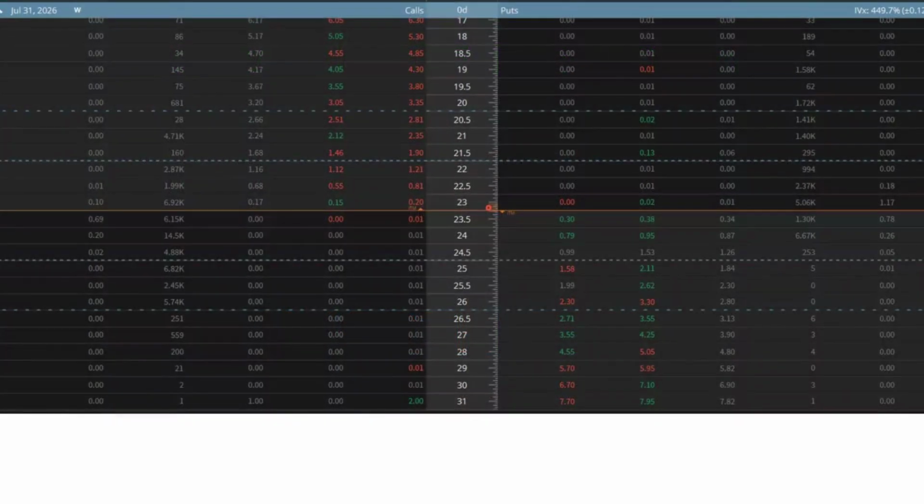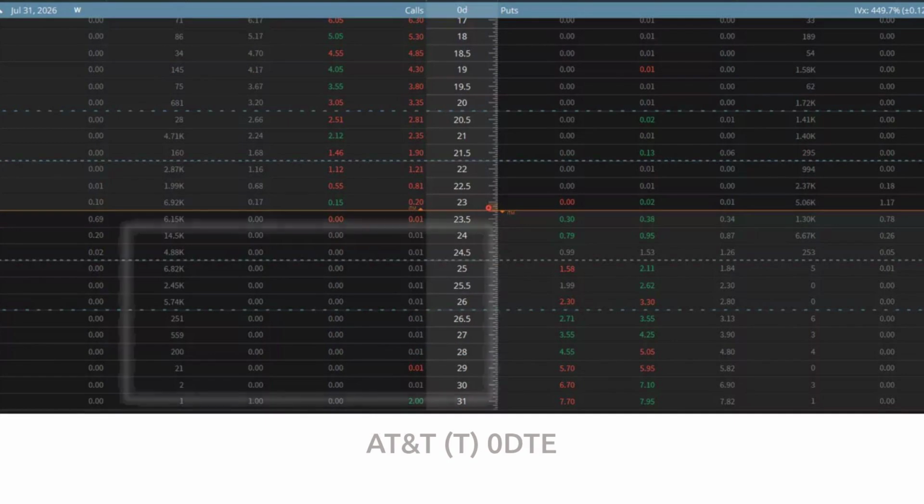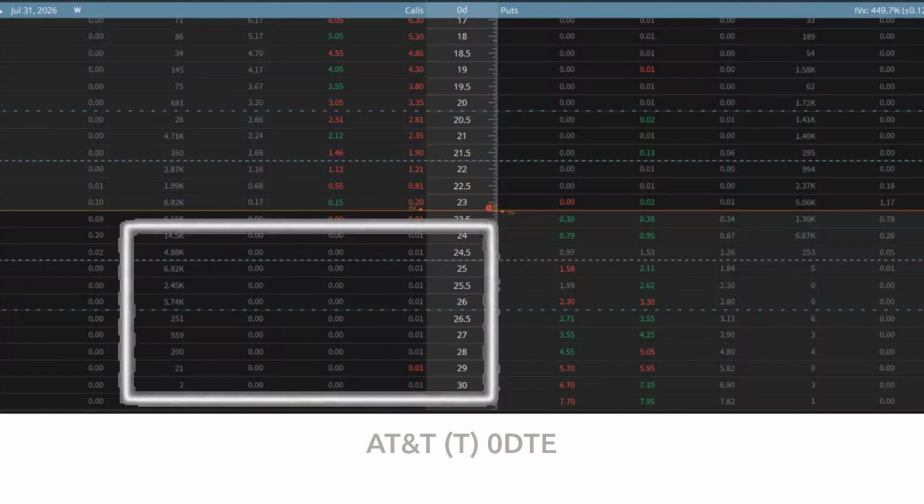To better explain, right now you're looking at a chain for AT&T. Options that have 0 days left expire this evening after the market closes, and you can see that the out-of-the-money options are at 0. Next, let's look at the options for SPX that still have time left until they expire.